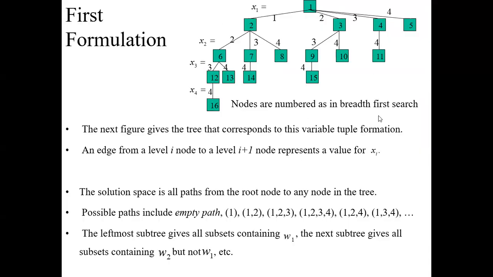The nodes are numbered as in BFS 1, 2, 3, 4 and 5. Then after 2 come 6 and 7 and 8. So the possible paths are only node 1, 1, 2, 1, 2, 3, 1, 2, 3, 4, 1, 2, 4 and so on. Okay. So this is the first way of representing this problem.